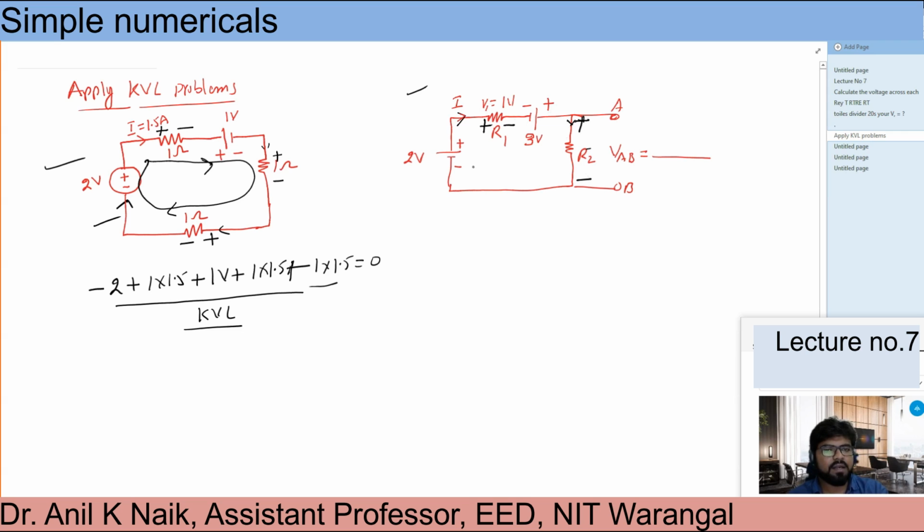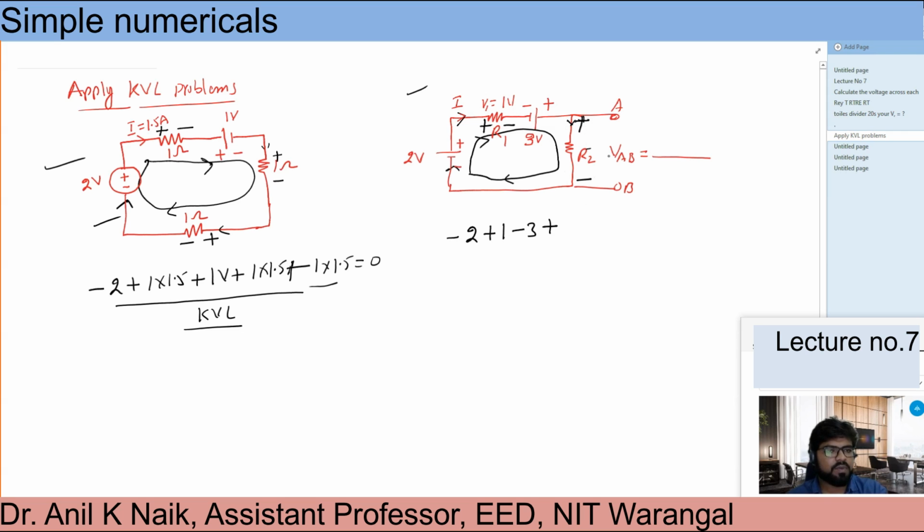Now apply the KVL here again. Apply the KVL in this loop. So start from here. This is minus 2 volts. What about this one? Plus, I can take. The voltage has already been given at this resistance, so I can take 1 volt, and this is the negative 3 volts, and here I need to find the voltage. So it is the plus.